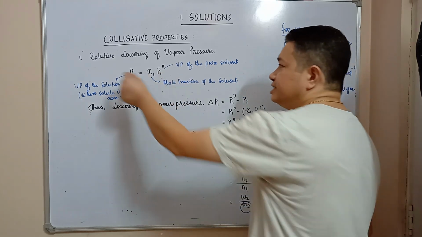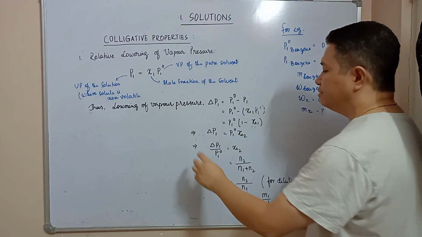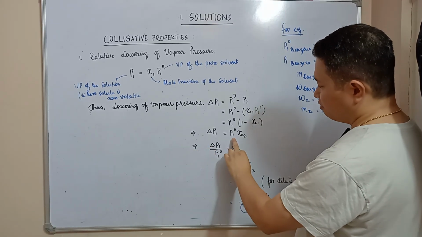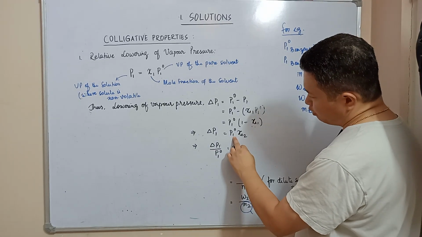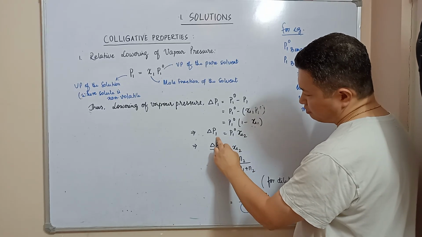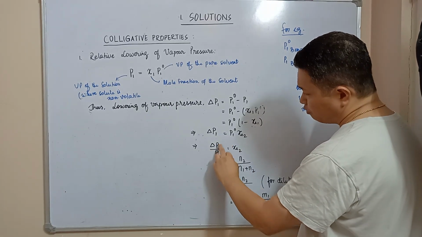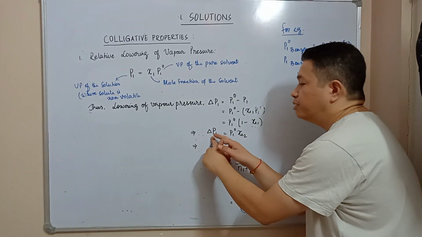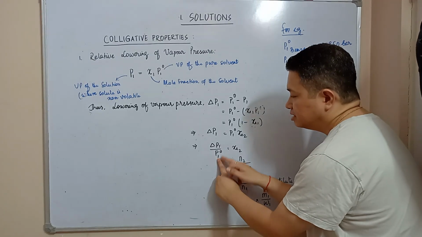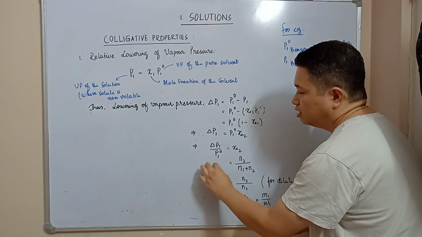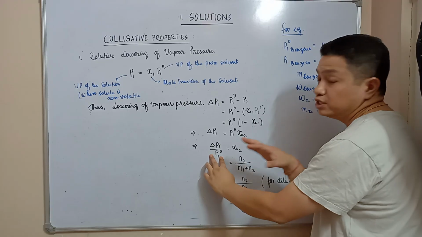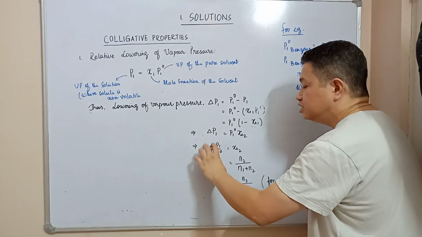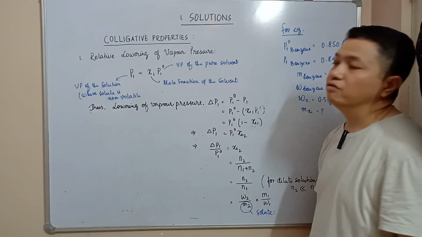And what do you mean by relative? When you move this to the other side of the equal sign, it will be delta P1 divided by P1 naught. What is this called? The numerator is the lowering of vapor pressure. When this is below as a denominator, what does it become? What was the initial vapor pressure as a pure solvent, and what is the lowering of vapor pressure? This is called relative lowering of vapor pressure.